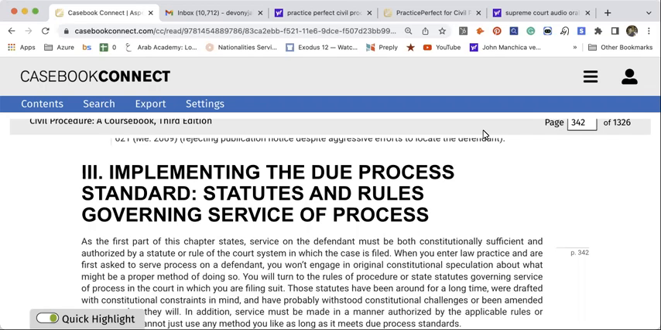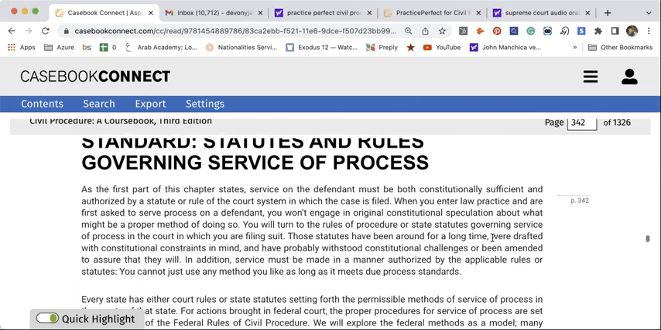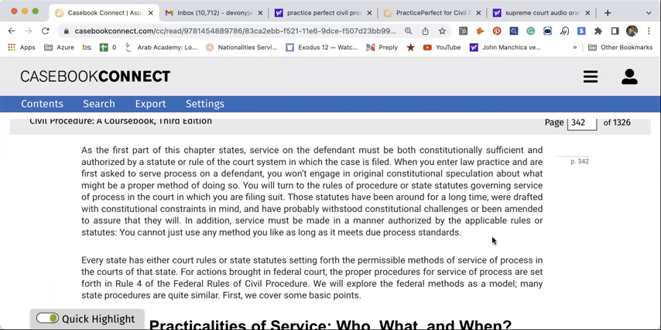We're going to read Implementing the Due Process Standards, Statutes, and Rules Governing Service and Process. Section 3. As the first part of this chapter states, service on the defendant must be both constitutionally sufficient and authorized by a statute or rule of the court system in which the case is filed.